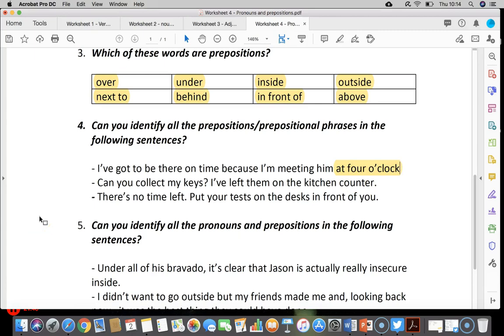Can you collect my keys? I've left them on the kitchen counter. On the kitchen counter there is our prepositional phrase. And the final one, there's no time left. Put your tests on the desks in front of you. And we've got 2 prepositions here. We've got on and we've got in front.